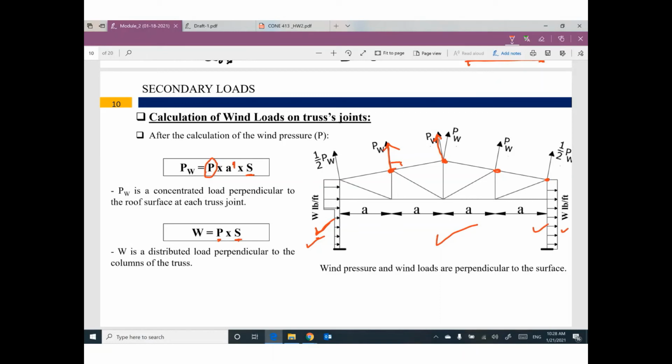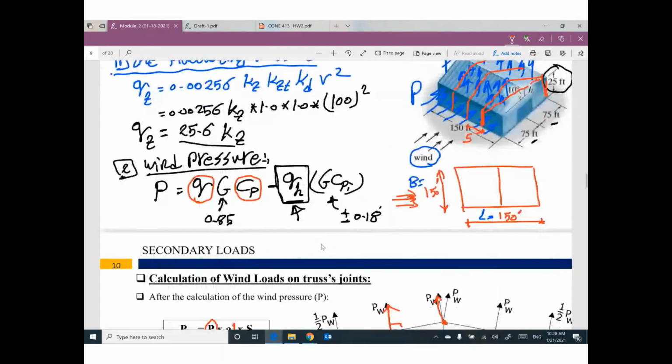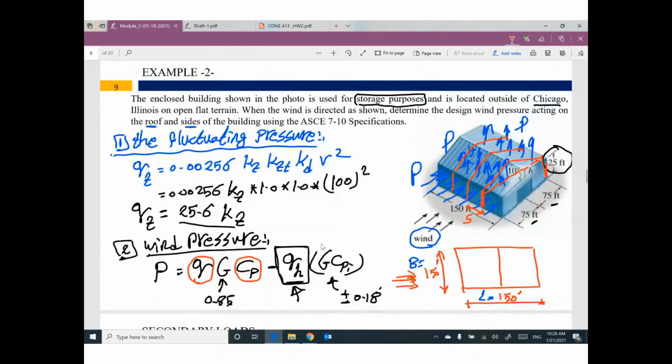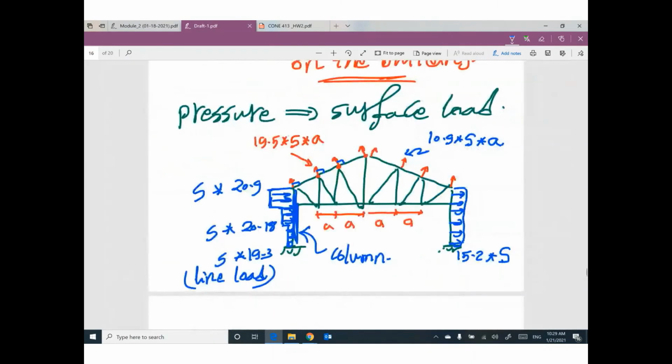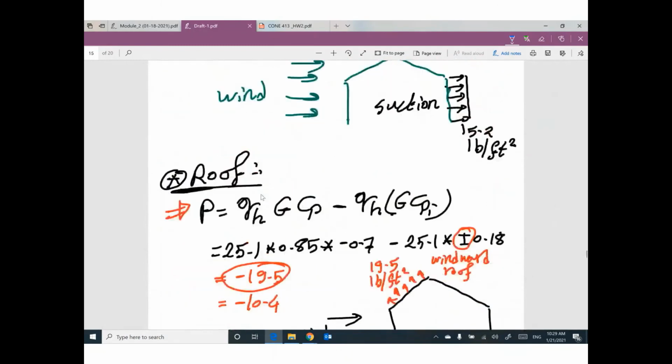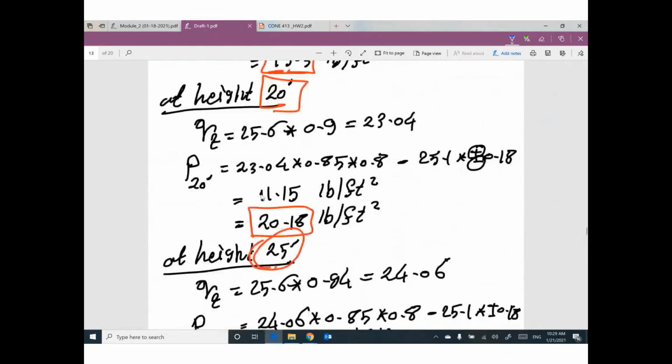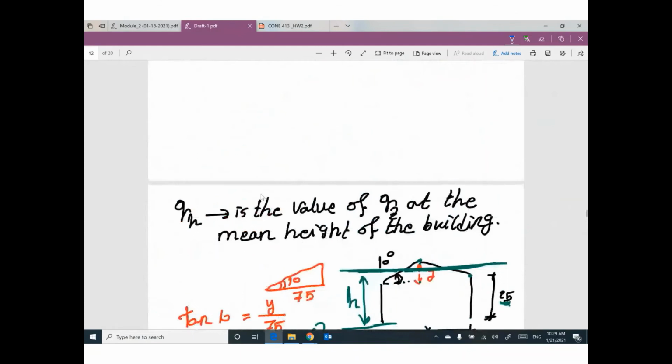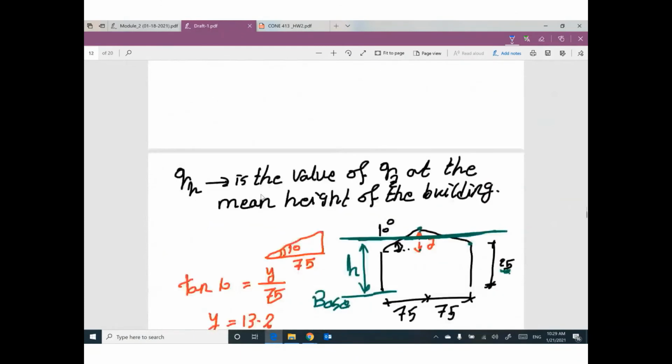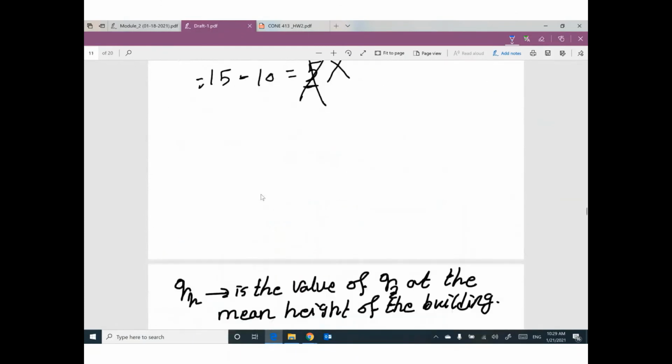It's complicated a little bit, but wind is very important. We have to consider the effect of wind. So this example is very important. I solved it step by step. Your steps are very simple.